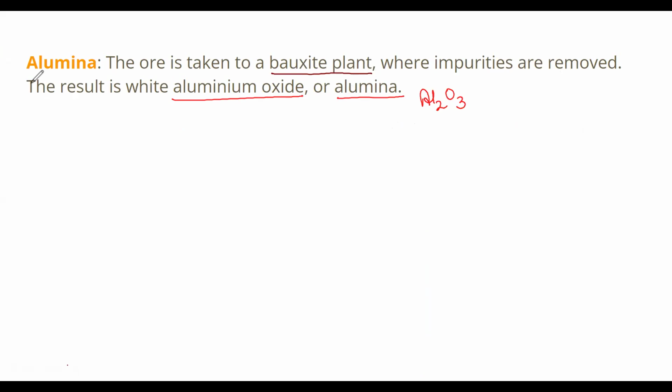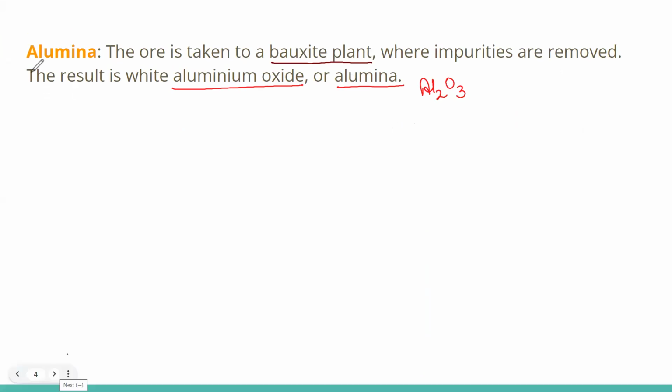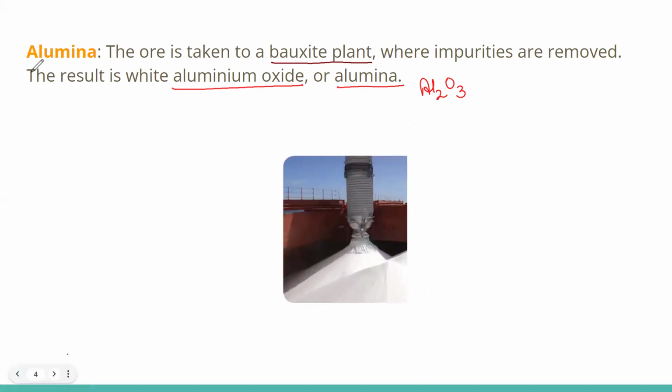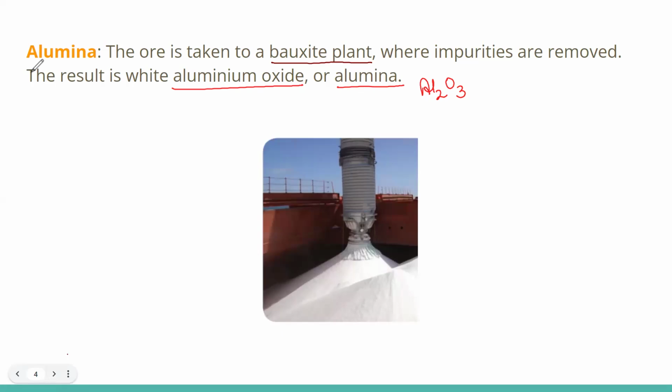And how does it look now? Earlier it was red brown when it was bauxite. Now it looks white. It's a white powder. So what next? Now we have this alumina, which is free from impurities. Our aim is to extract aluminium from this Al2O3. So our focus is on alumina now.